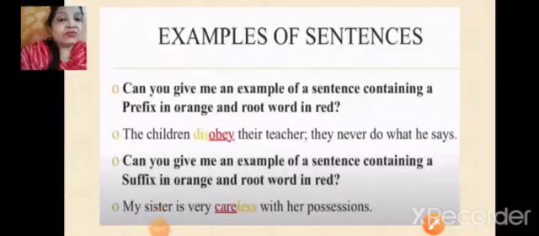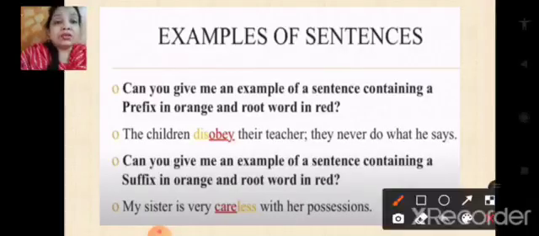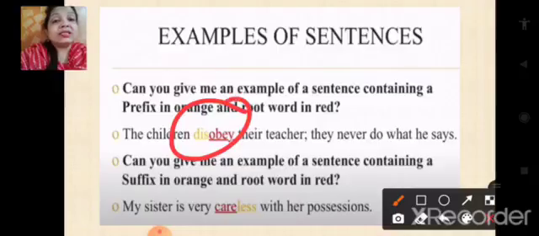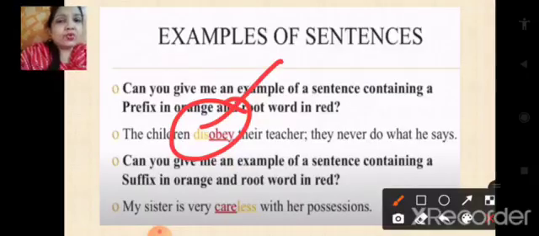Yes, children, my first question was, can you give me an example of a sentence containing a prefix in orange color and root word in red color? Yes, if you want, you can use your crayons also. Now the sentence which I have framed is, the children disobey their teachers. They never do what he says. So, our prefix over here is dis, right? And what's your root word? It's obey. Correct.